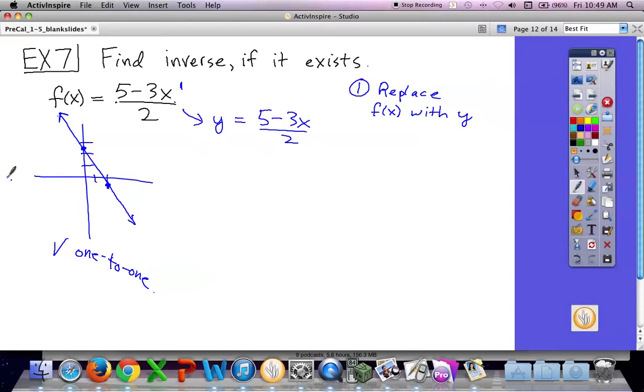Second step, switch the x and the y. Right? Everything we've been doing in this lesson, we're switching x's and y's. So switch x and y. So in this equation, we'll write it x equals 5 minus 3y over 2.